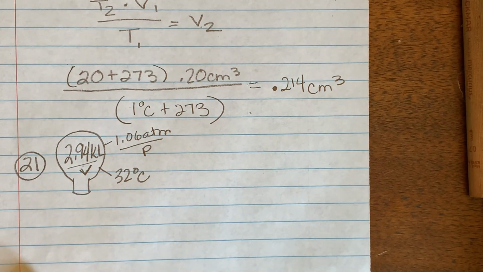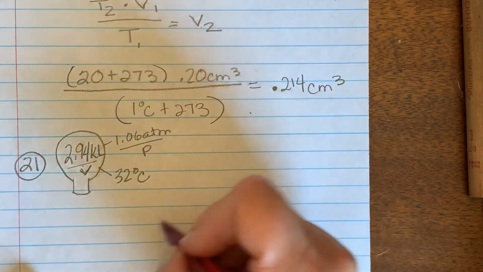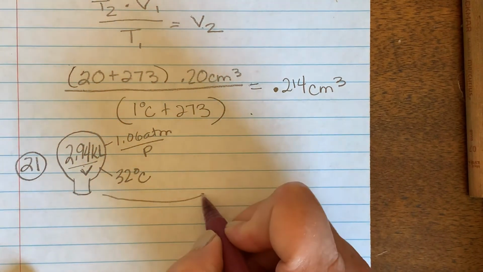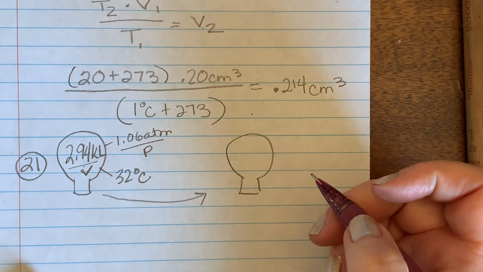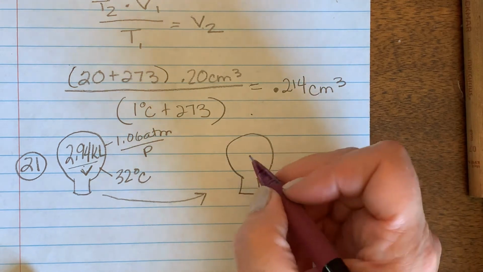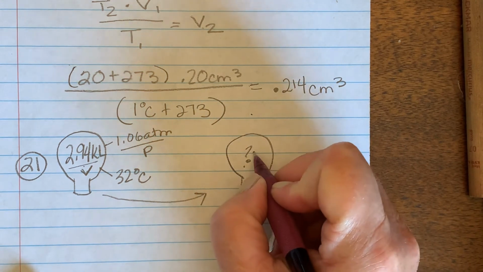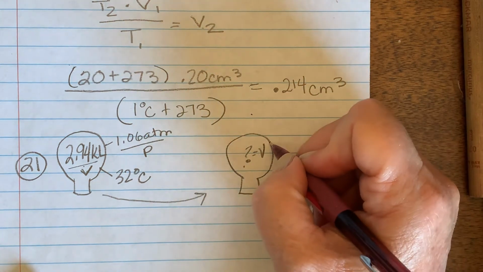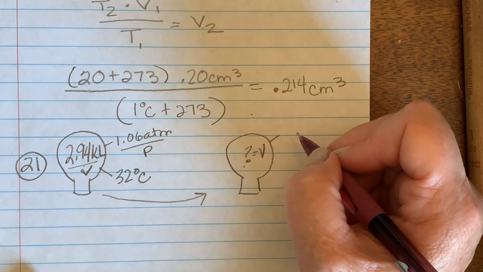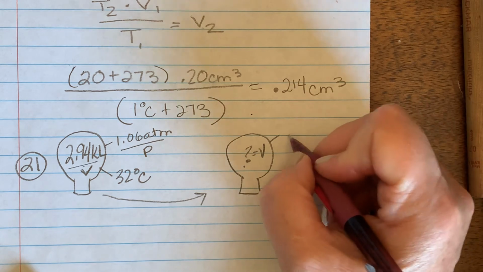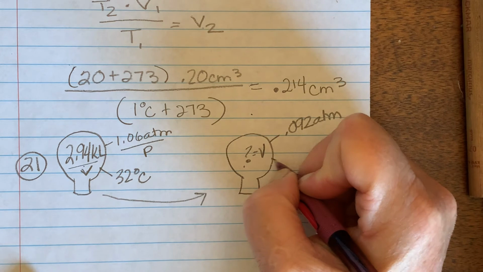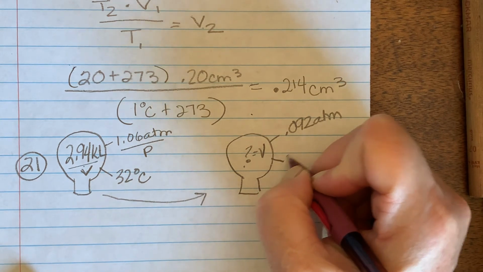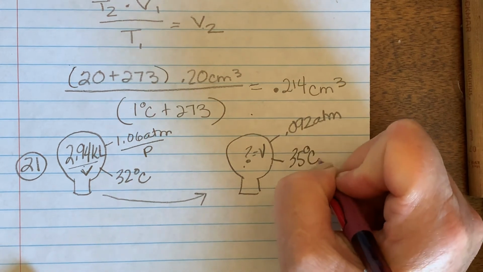What will the volume of the balloon be when the altitude changes and the pressure is different? So the same balloon is going to go through a pressure change, and we're looking to see how that will change the volume. So question mark on the volume. We do know that the pressure in the new set of conditions is 0.092 atm, and the temperature is 35 degrees Celsius.